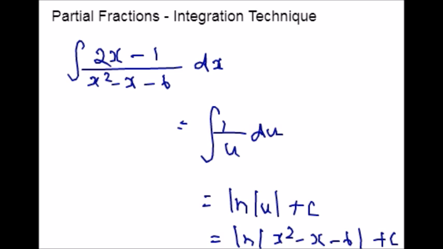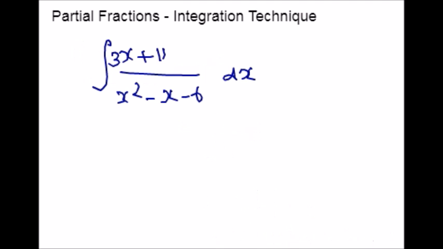So if the numerator is the derivative of the denominator or a constant multiple of the derivative of the denominator, doing this kind of integral is fairly simple. However, often the numerator is not the derivative of the denominator or a constant multiple. Am I right? For example, consider the following integral. In this case, the numerator is definitely not the derivative of the denominator, nor is it a constant multiple of the derivative of the denominator. Therefore, the simple substitution that we used in the previous example won't work.